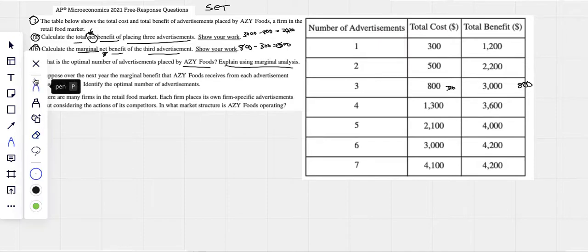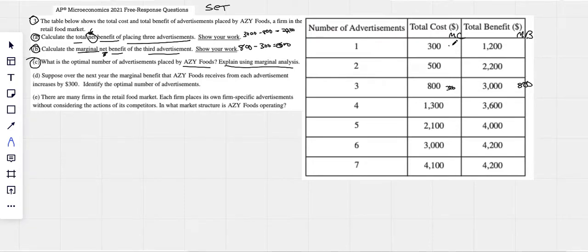What we're interested in is those marginal numbers. So this is marginal cost. Let's do marginal benefit here. Marginal cost is 300. Here, 3, 4, 5, 200, right? We went from 3 to 5, that's 200. From 5 to 8, that's 300. From 8 to 1,300 is 500. 1,300 to 2,100, 800. 2,100 to 3,000 looks like 900, and then 1,100. These are our costs.